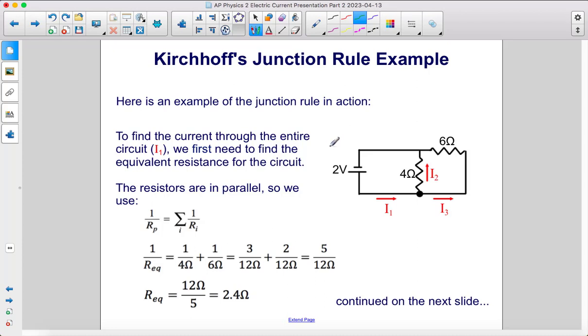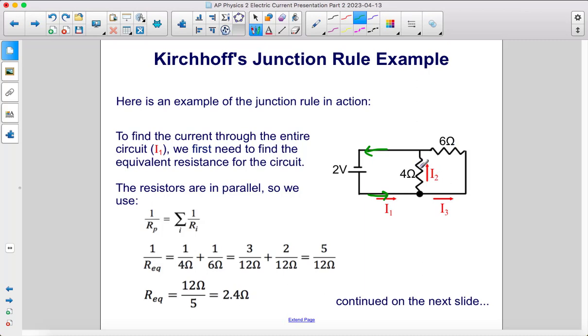Here's an example of the junction rule in action. To find the current through the entire circuit, that would be like I1 over here. It would also be over here. So here we have I1. We first need to find the equivalent resistance for the circuit.